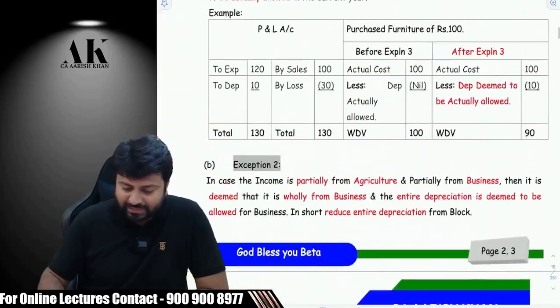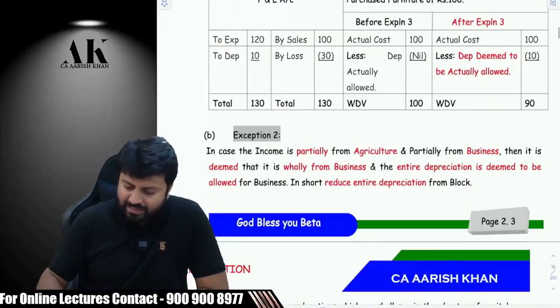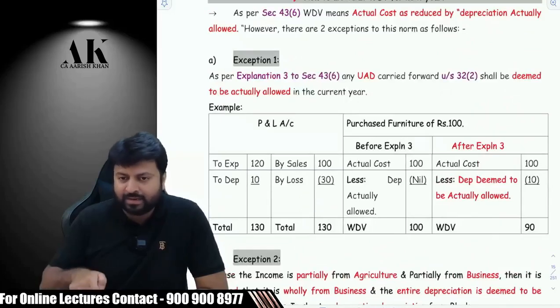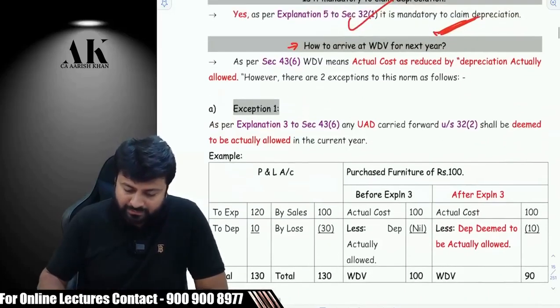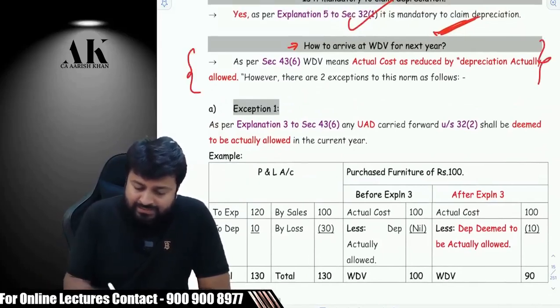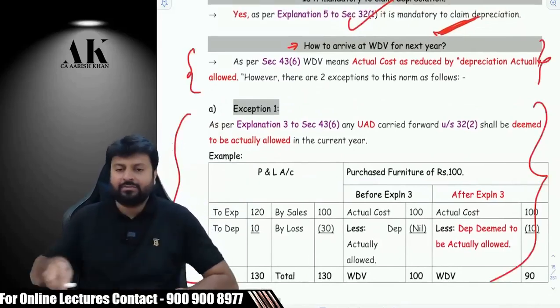You will find this exception over here with the help of an example. I have written it over here. You will find this in the textbook also, but in the textbook there is no example. That is the reason I am showing you from here. This example is here. This is your main provision, and this is the explanation of that provision.